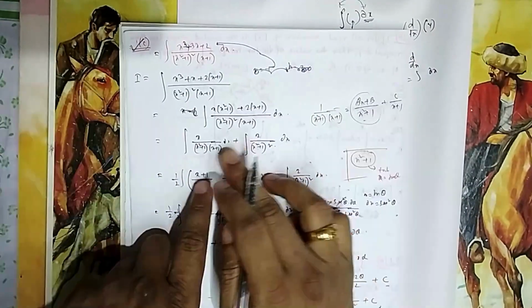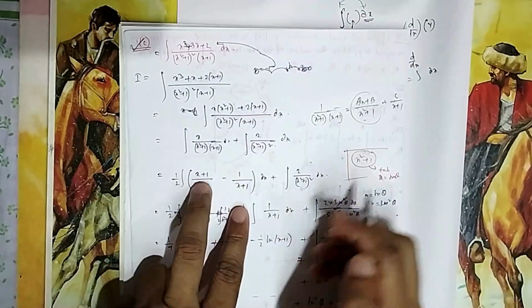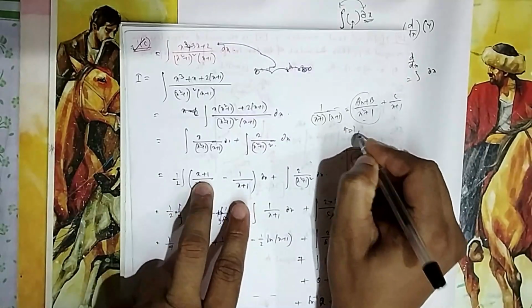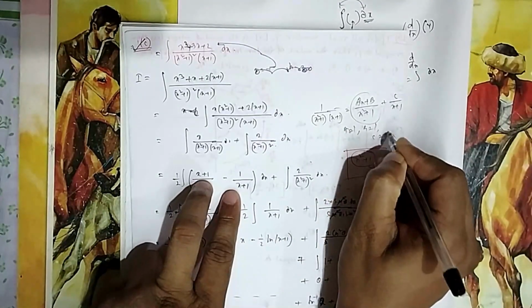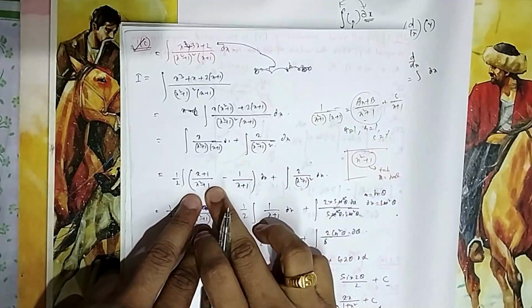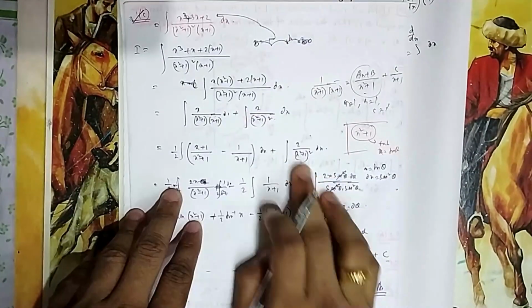If you do this, I am splitting here. If you solve it, you will find a equal to 1, b equal to 1 and c equal to minus 1. So if you put it, you will get this one. And the second one is this one.